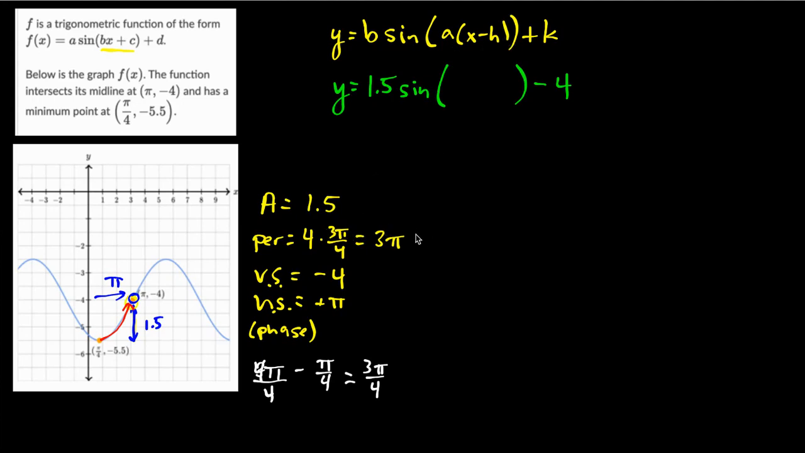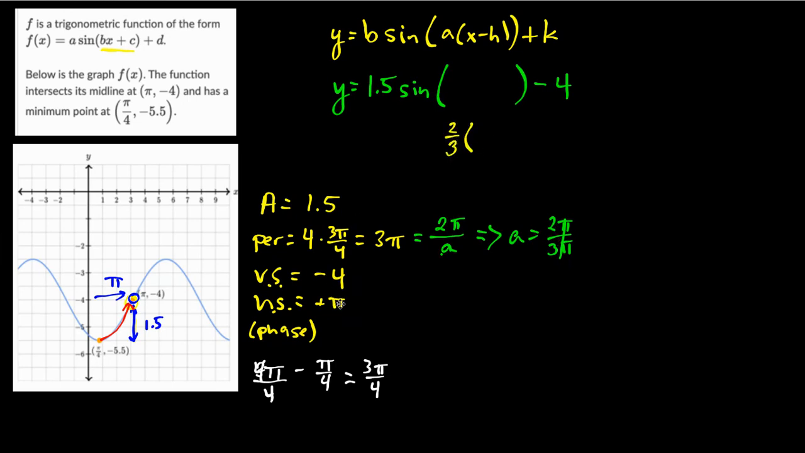All right, so in here we've got a times x minus h. The a value comes off of the period. So this period is 2 pi divided by the a value. So in order to find the a value, we can just trade the a and the 3 pi. Multiply by a, divide by 3 pi would be a mathematical way to think about that. So a is 2 pi over 3 pi, or just 2/3. So the a value is 2/3.